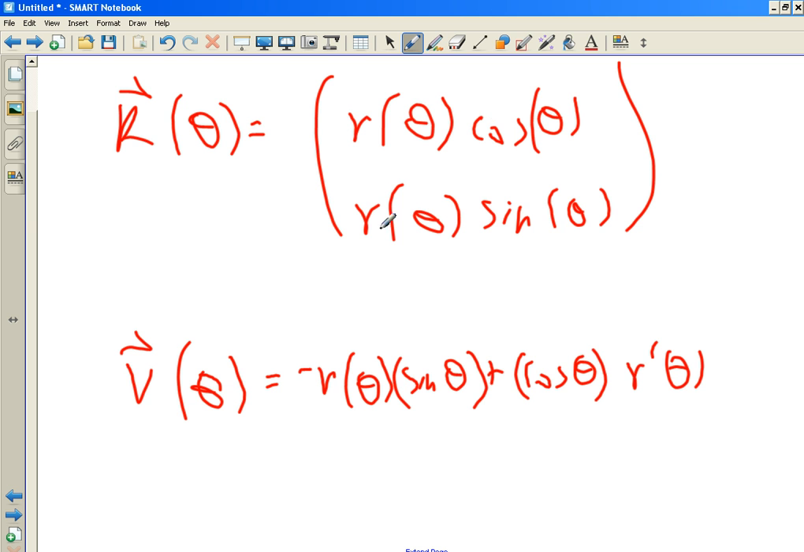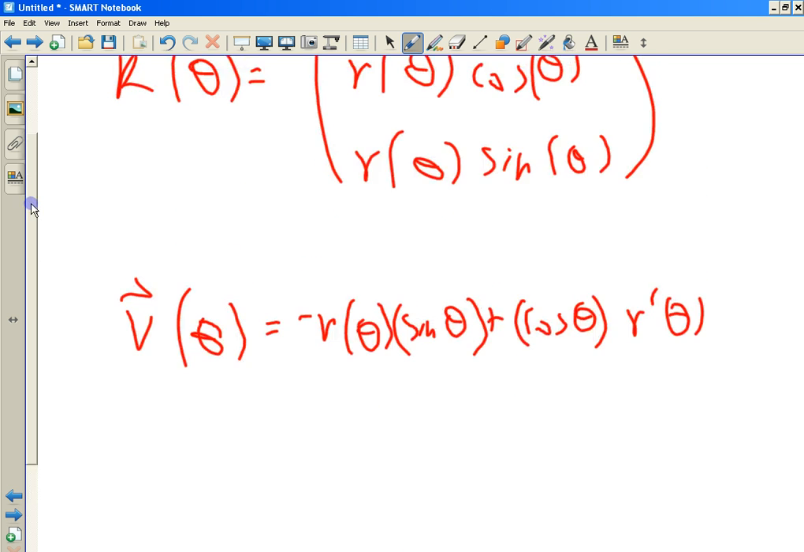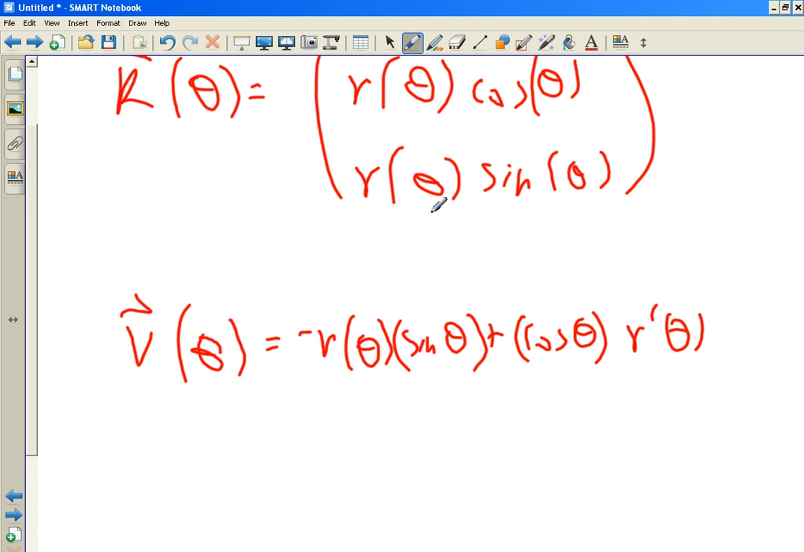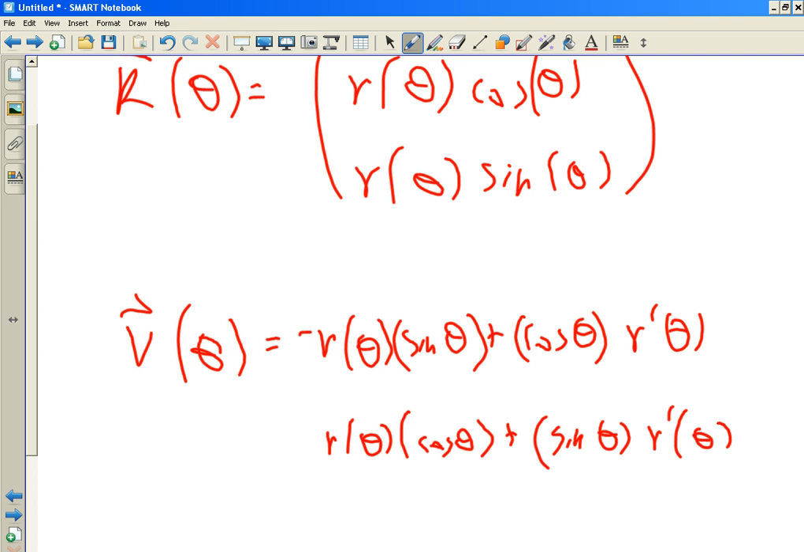Okay, that's dx d theta, isn't it? What's the derivative of r? Whatever it is, I don't know what r is. Any r of theta, I'm doing this in general. All right, differentiate the bottom for dy d theta: first times the derivative of the second plus the second times the derivative of the first. All right, there's your velocity vector.